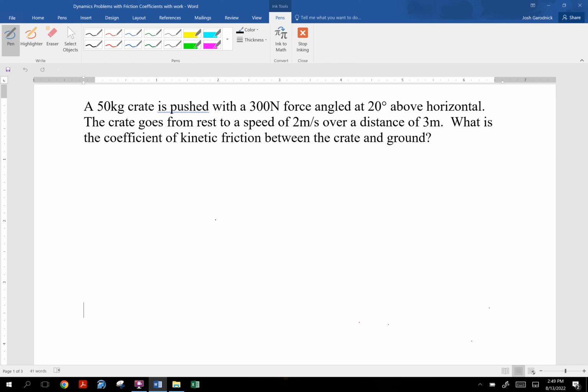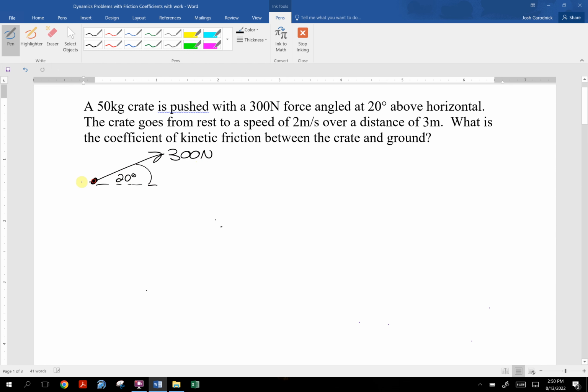This is basically an object being pushed across the surface, and it goes from rest, and it increases speed over a distance, and we're looking for the coefficient of friction between the object and the ground. Simple as that. By now, you should be experts in a problem-solving strategy, which starts with, as always, drawing a free body diagram. So we have a 300 Newton force acting at 20 degrees.